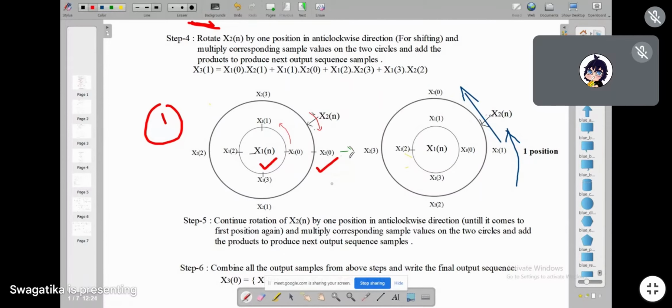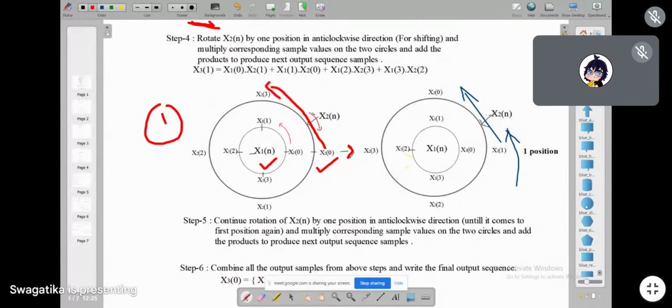So I will choose my x2 of n. Okay, now how will I rotate this x2 of n? This is x2 of 0 here. Now in the anti-clockwise direction I am rotating this x2 of n. So you can see the x2 of 0 is being shifted to this position, right? So x2 of 0 here.